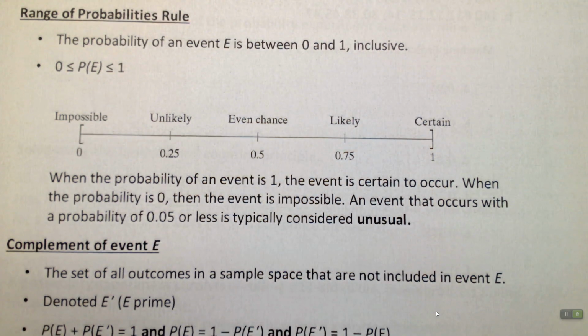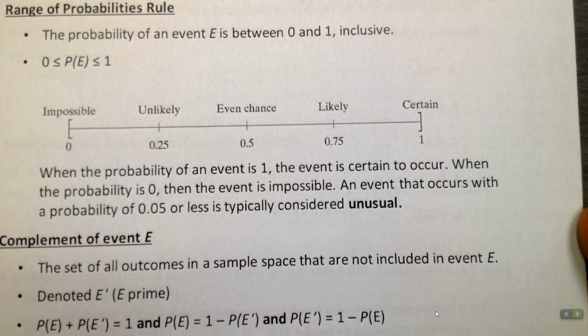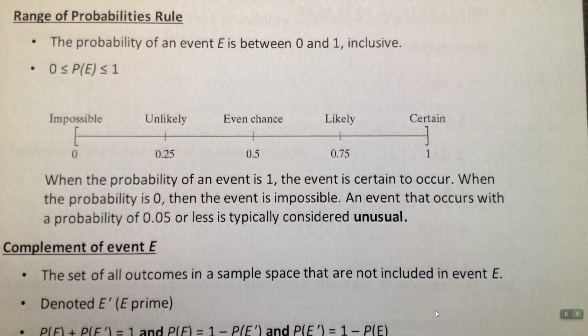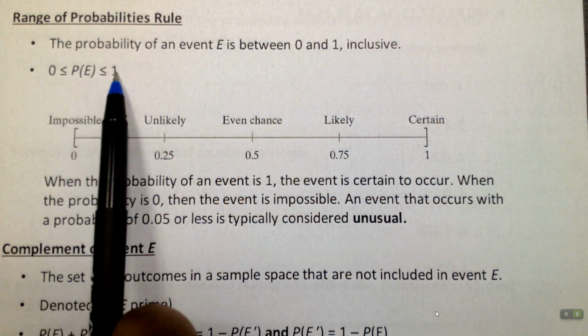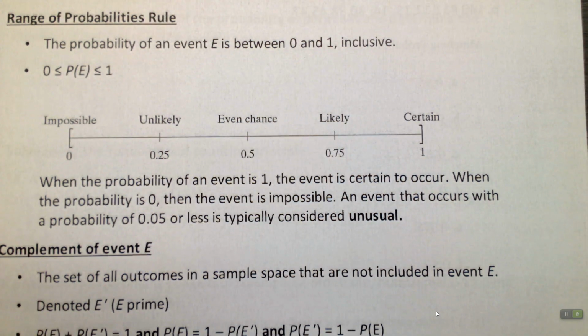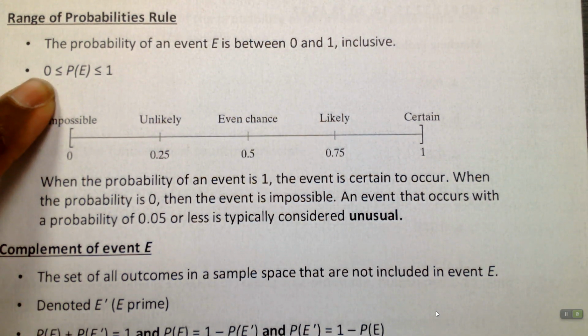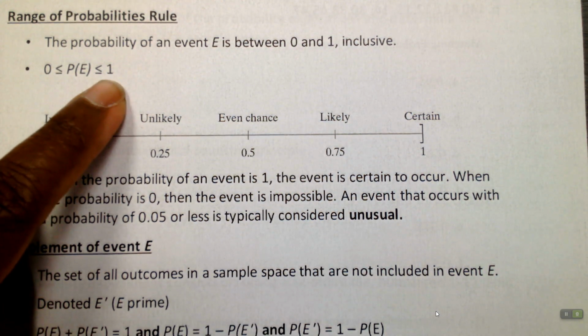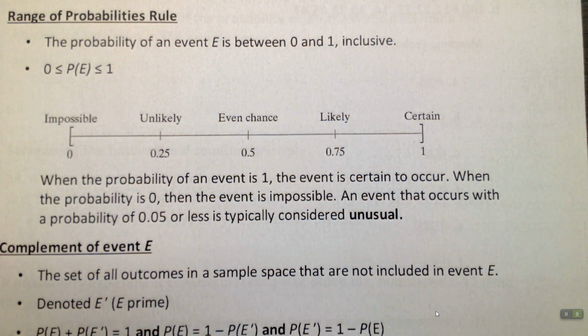Alright, range of probabilities rule. The probability of event E is between 0 and 1 inclusive. So these are the only numbers that we can have as a possible answer. So probability has to be a decimal. It'll be from 0.000 to 1.000 and anything in between.